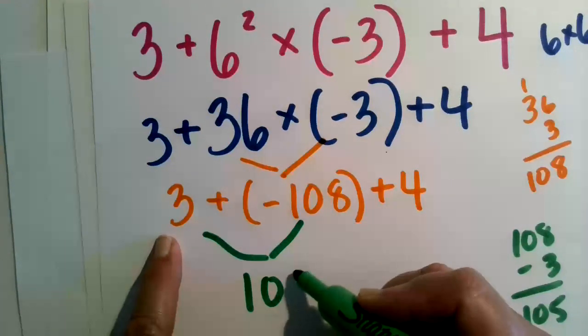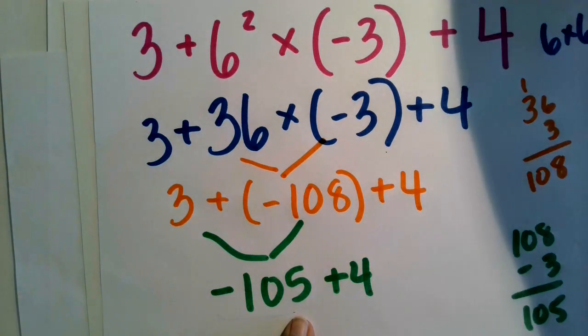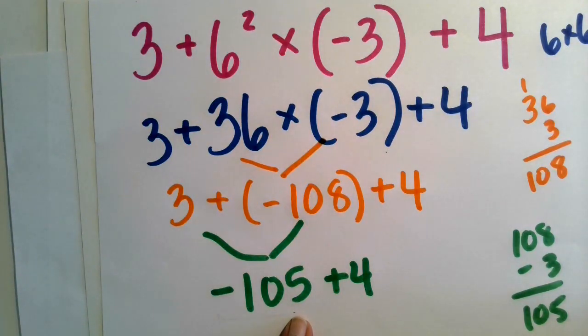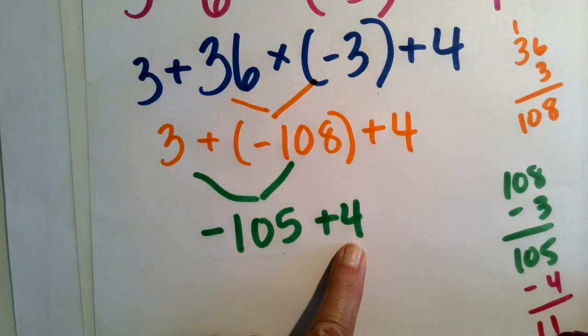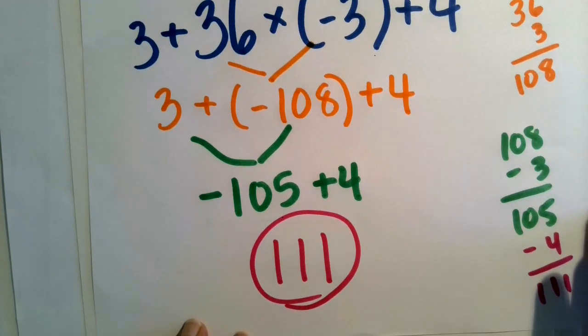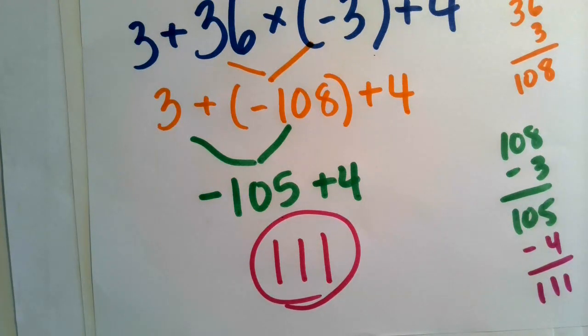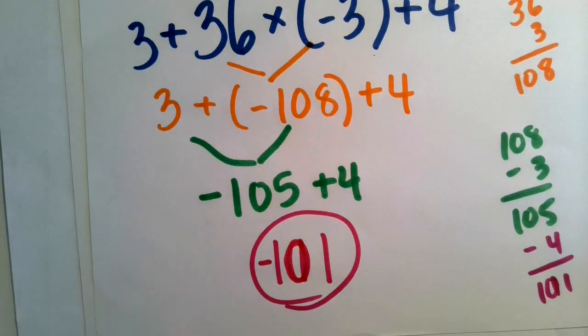So this right here would be 105, but this is negative plus 4. 105 plus 4. So we're actually going to subtract these again because this is a negative, this is a positive. So if you subtract that, you should get 111. That should be your answer for today. That is not true. 101, sorry. 101, and that would be a negative. Negative 101. I'm glad that you realized that, because sometimes teachers make mistakes as well.